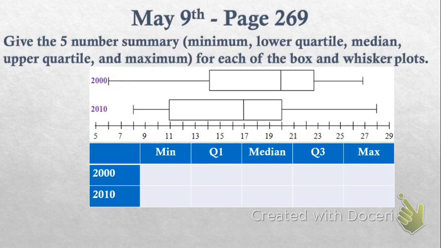6. Left-hand side, follow that down on the number line. That would be a 6. That is our smallest or our minimum value. Where would the first quartile Q1 be? That's at 14. That's going to be the left-hand edge of the rectangle.